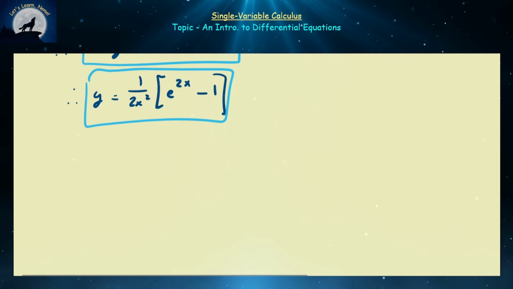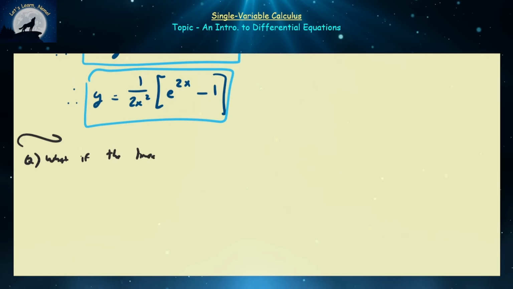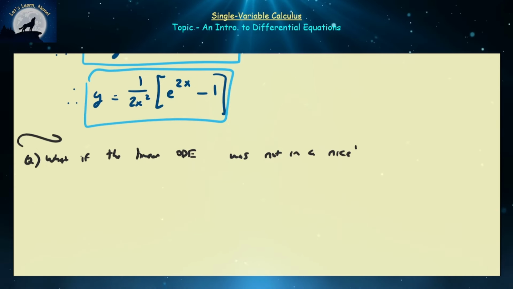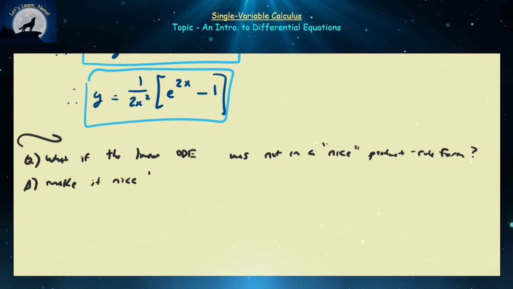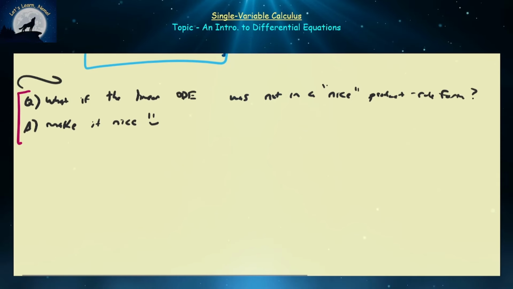Now, a very important thing to note for this particular linear differential equation was we were able to easily observe it to be a backwards product rule. So one question: what if the linear ordinary differential equation was not in a nice product rule form? And obviously the answer will be make it nice. So if it's not nice, make it nice. But then the theoretical question: can we always make a linear differential equation a nice differential equation such that an inverse product rule can be applied? And the answer actually is yes.